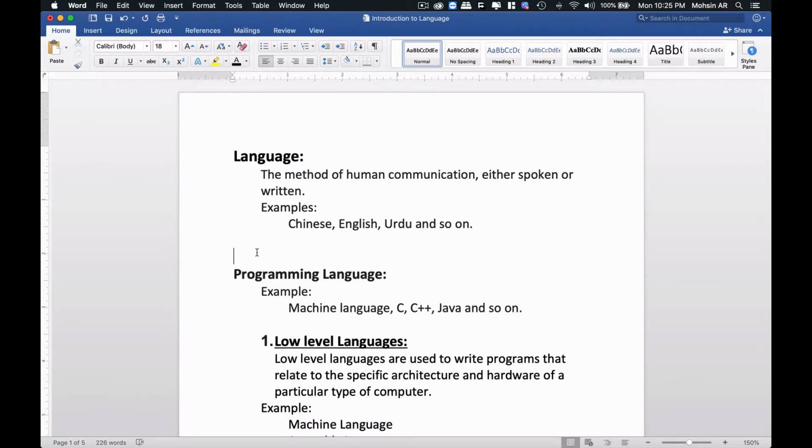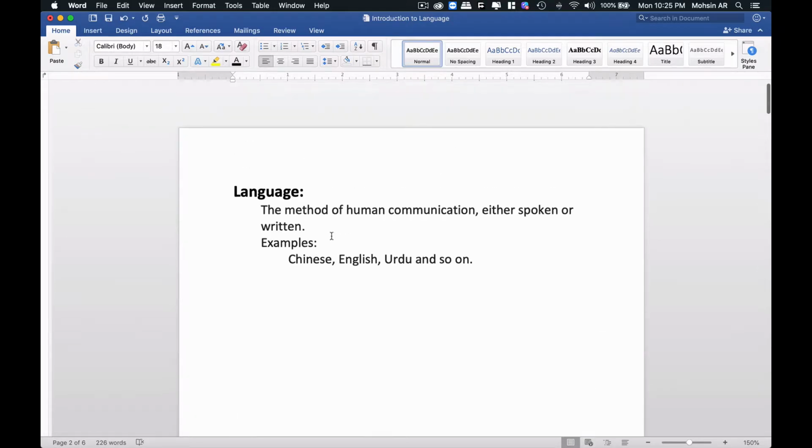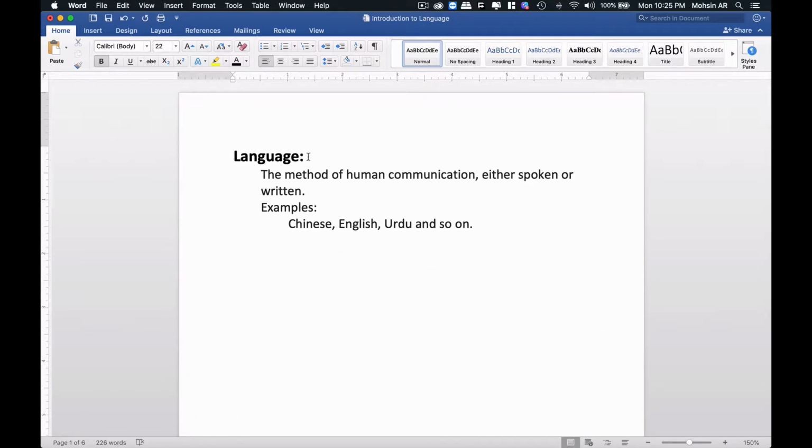Before talking about any programming language, let me clear the word language. So what does language mean? When I ask this from Google, Google replies with this definition: the method of human communication, either spoken or written. So the language means a way of communication between human to human, human to machine, machine to human.